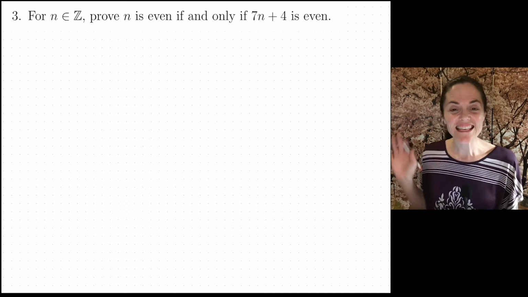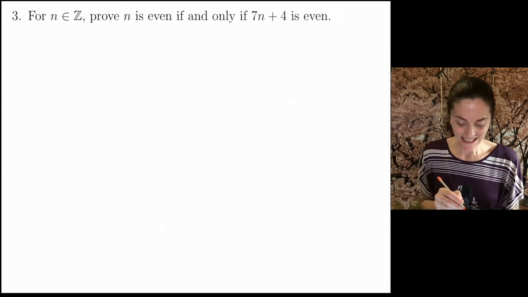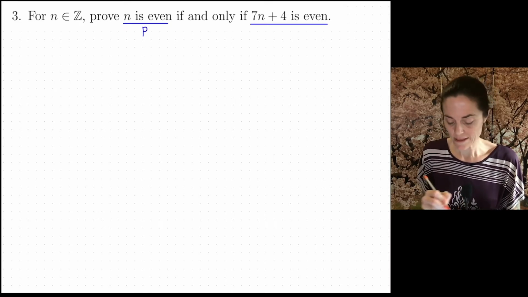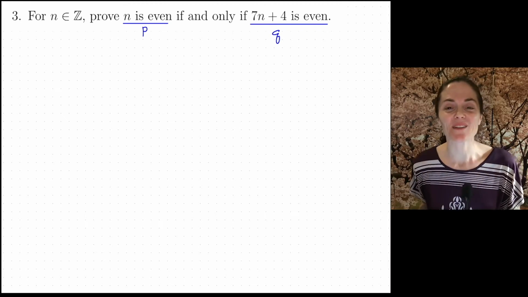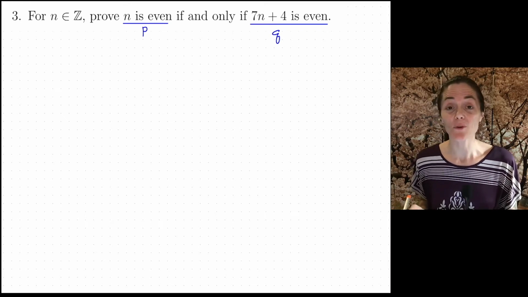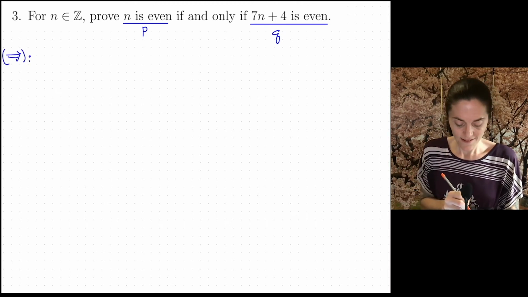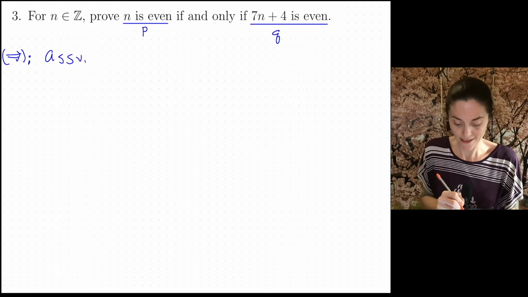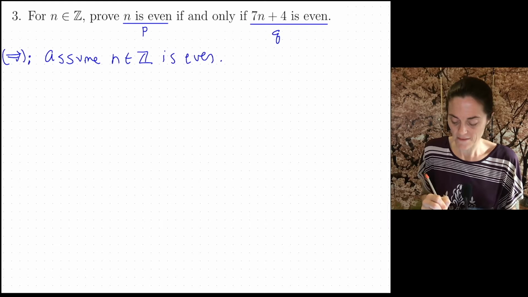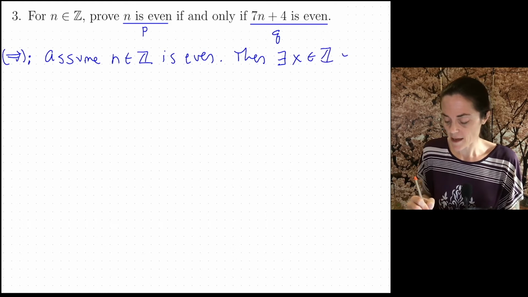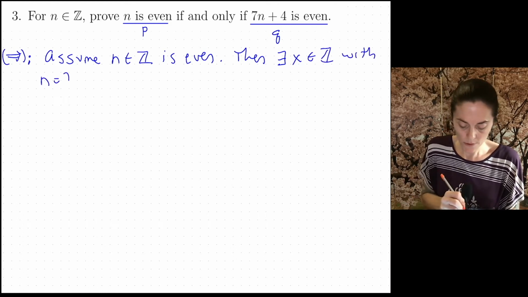Number 3, this is an if and only if proof. You see, if I call this P and this Q, we are trying to prove P if and only if Q. Now, we know if and only if proofs have 2 directions. And so first, let's prove this direction, which would be P implies Q. We will do this direction directly. So let's assume n in Z is even. Okay, definition of even, there exists some integer x with n equals 2x.